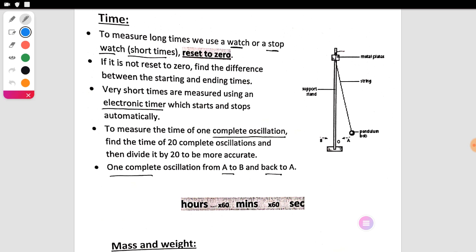What is the meaning of time? It is a part of an interval of time. It can be measured by using a watch or stopwatch to measure long time.